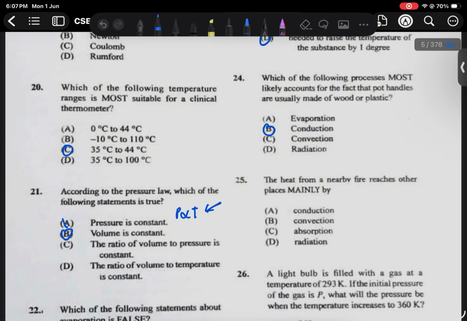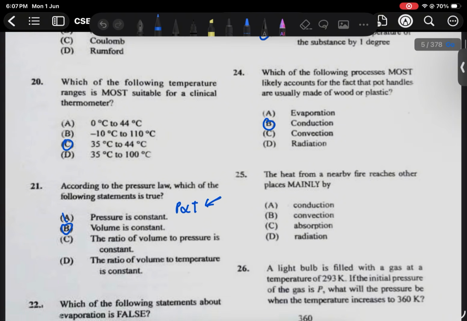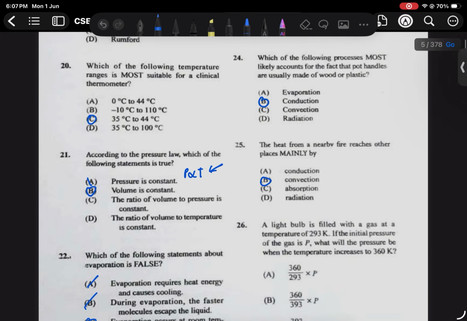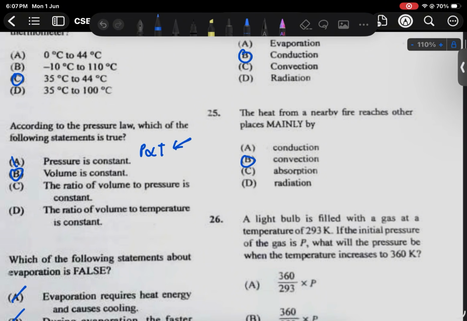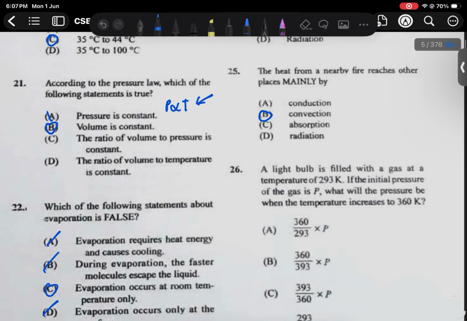The heat from a nearby fire reaches other places mainly by convection. Convection currents in the air will cause the air to be heated. If you're wondering why it's not radiation, radiation is heat that travels through electromagnetic waves in a straight line.